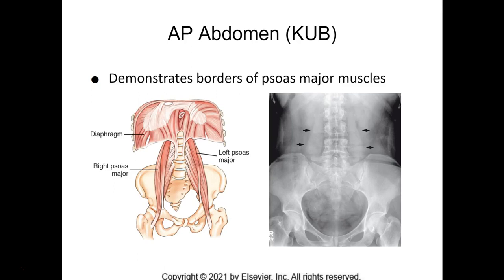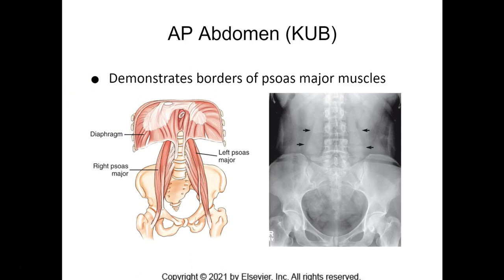First, let's talk about the muscles found in the abdominal cavity. The three that are most important in abdominal radiography are the diaphragm and the right and left psoas major. The diaphragm, as you know, is an umbrella-shaped muscle that separates the abdominal cavity from the thoracic cavity.